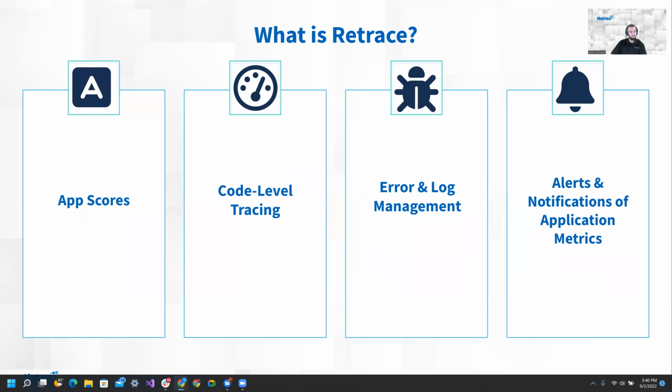So what is Retrace? While the crux of Retrace is APM, we've taken a broader approach to what an APM solution can do. Retrace includes a number of tools and advanced features that DevOps teams really need when it comes to ensuring great user experience and improving their applications generally. These four core components, app scores, code level tracing, error and log management, and errors and notifications are some of the crucial parts of delivering the insights that you need to monitor your application's health and performance.